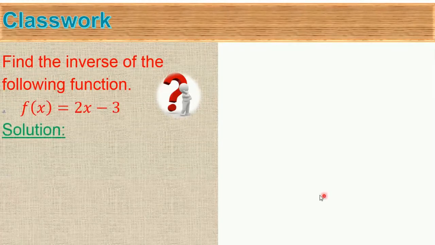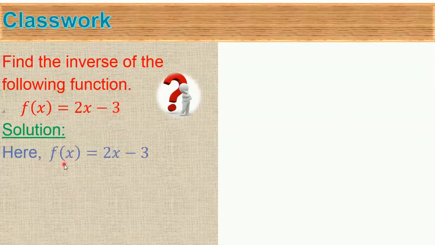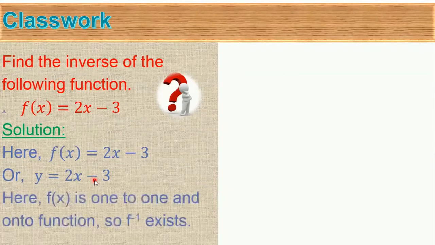Let's see that one. We have fx equals 2x minus 3. Similar case. First, suppose that fx is y equals 2x minus 3. Here also fx is one to one and onto function, so f inverse exists. No need to write that one also. You can write it, or sometimes you may not write it. Don't worry about that.